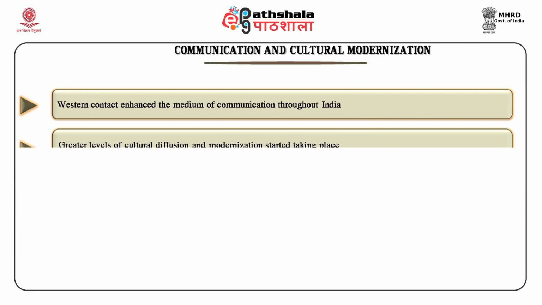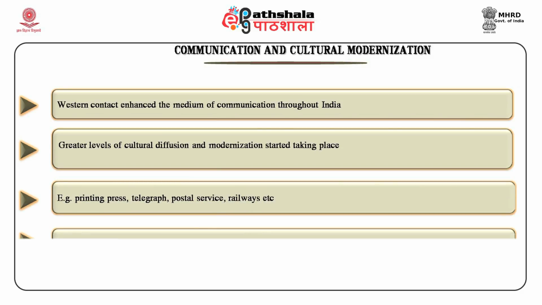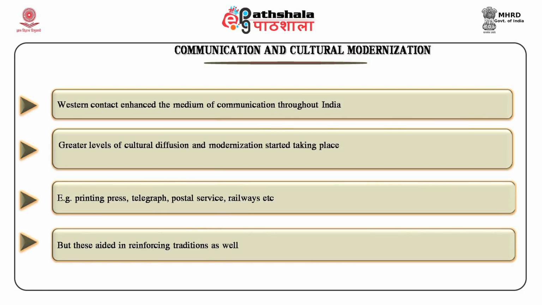According to Yogendra Singh, Western contact had also enhanced the medium of communication throughout India, by means of which greater levels of cultural diffusion and modernization started taking place. Introduction of the printing press, telegraph, postal service, and railways by the British enhanced the whole transport and communication system, which ultimately increased the pace of modernization in India.